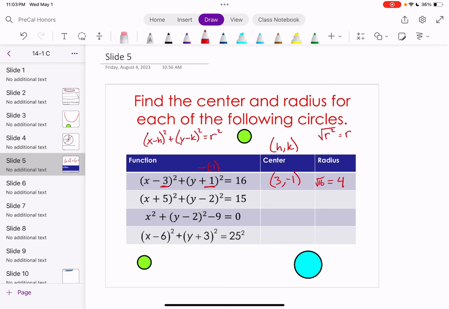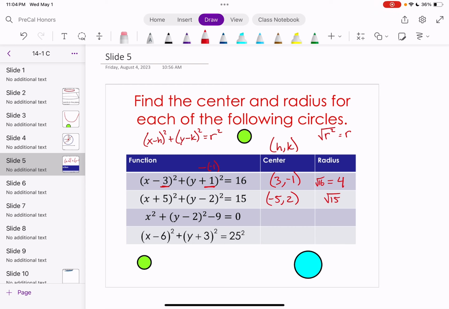We're going to repeat this process with each one of these equations. Second equation, our center would be negative 5, 2, and we would have the square root of 15 as our radius. Because 15 is not a perfect square, it would not be able to break down. We go on ahead to the third equation.